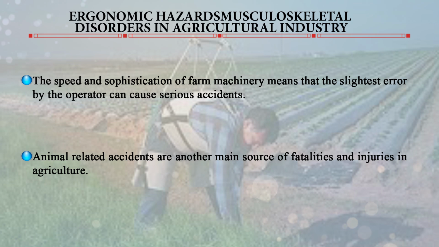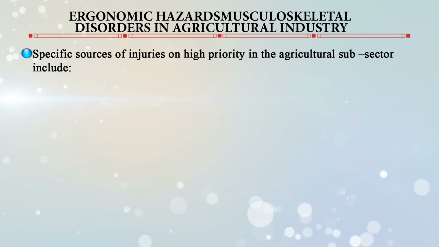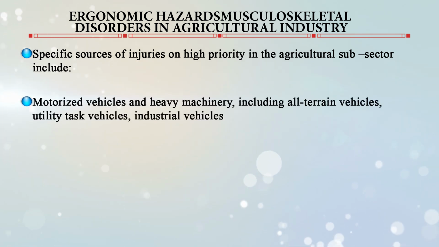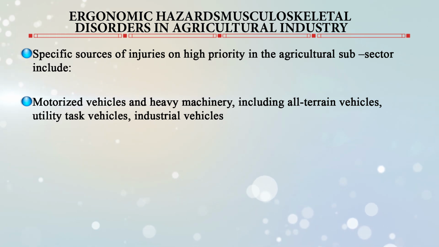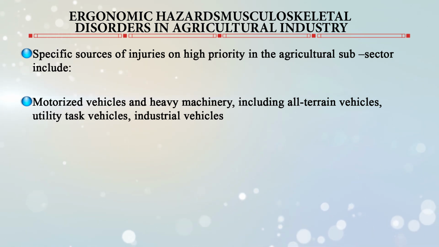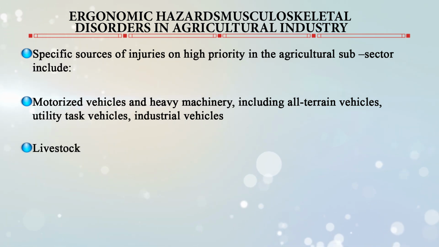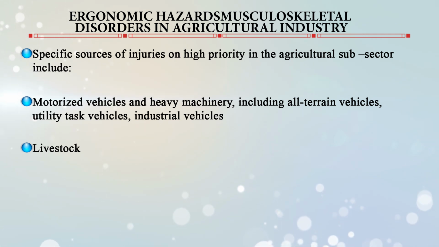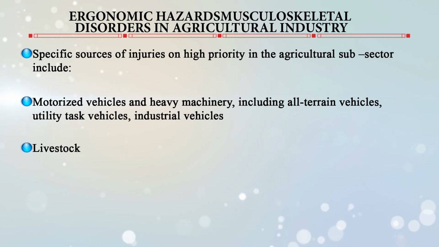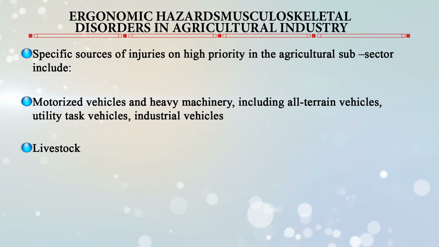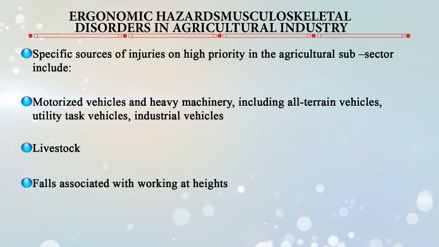Now, specific sources of injuries on high priority in the agricultural subsector. This will include the motorized vehicles and heavy machinery. That includes the terrain vehicles, utility task vehicles, industrial vehicles. Then also the livestock can be affected. Then suppose they are standing at a height, for example tea plucking or coffee planting and cultivation. All this, they have the contour slopes, and they need to sometimes stand and work at heights. So there may be falls associated with working at heights.